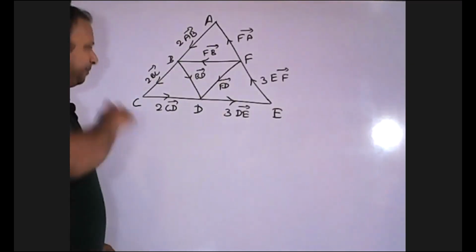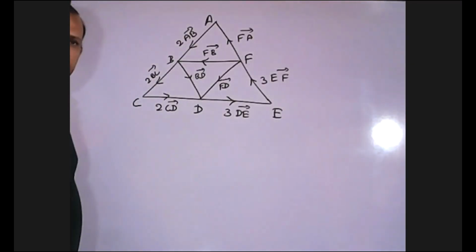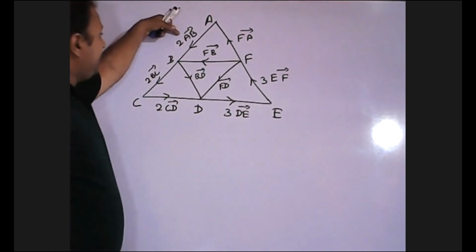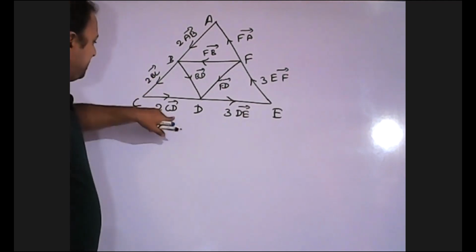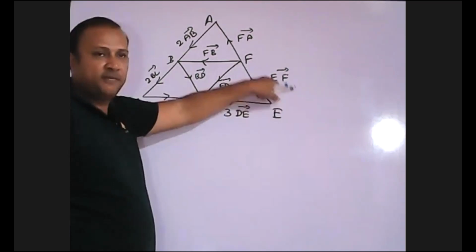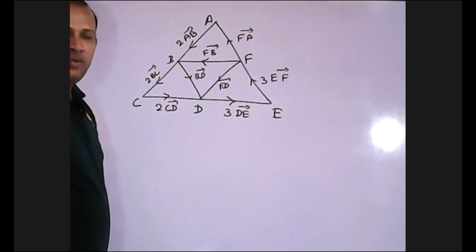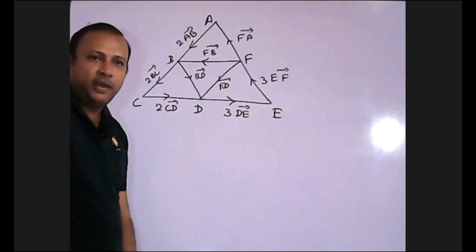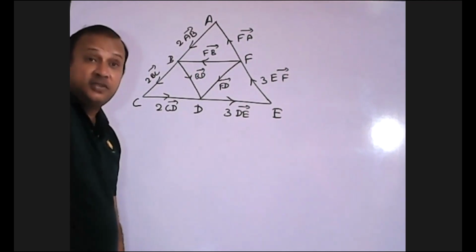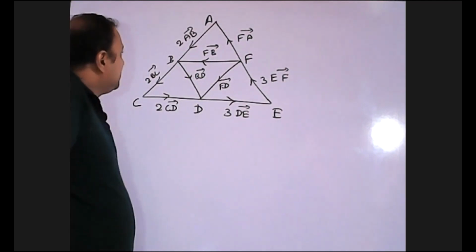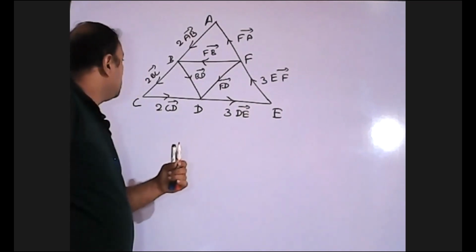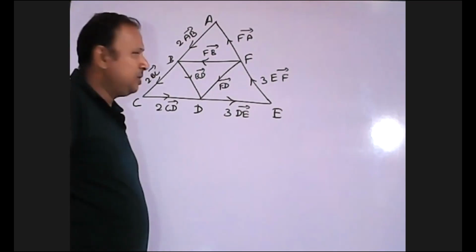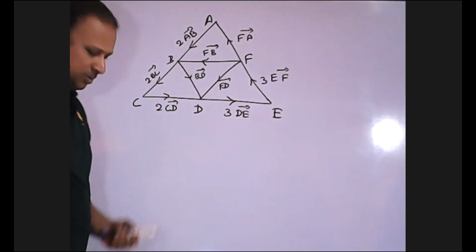How to do this kind of one? If you know this thing, if there is AB plus BC plus CD plus DE plus EF plus FA, so if you have this kind of arrangement, that means all are in a closed loop. Therefore, I can consider the resultant force is equal to 0. But the thing is, now there are 2 AB, 2 BC, 2 CD, 3 times DE. How to add those ones?